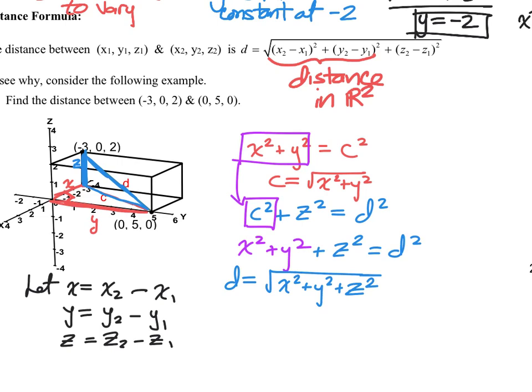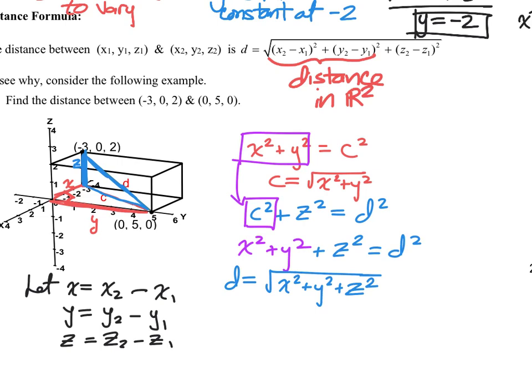Because in each case, in order to get those lengths in a coordinate plane, I'd have to have some y value here and some y value there. Subtract them, I get this length. Some x value here, some x value there. Subtract them, I get that length. Some z value here, some z value there. Subtract them, I get this length.